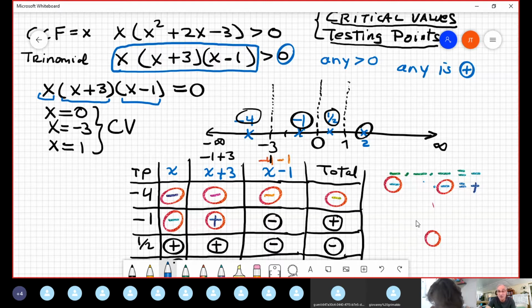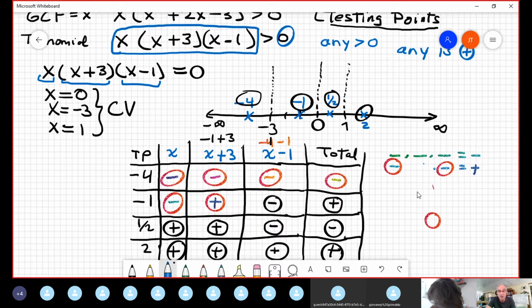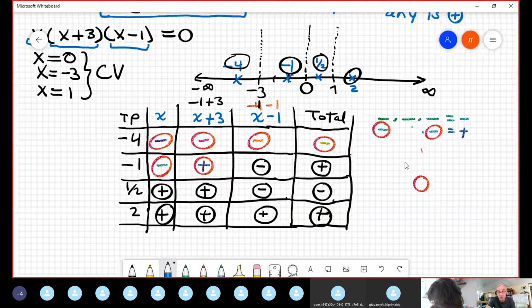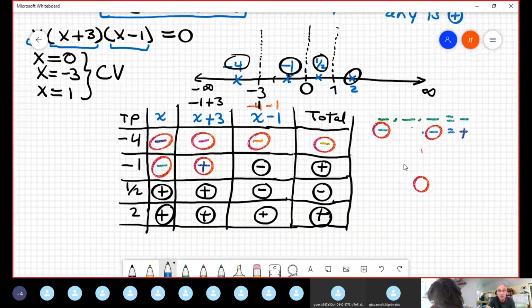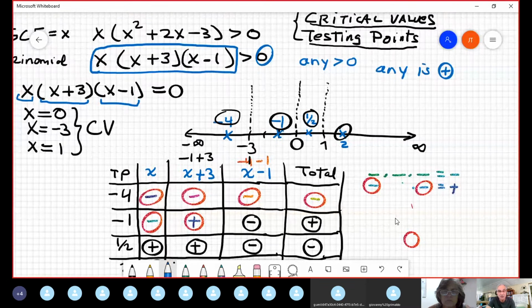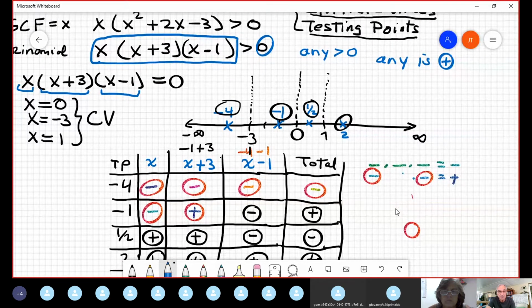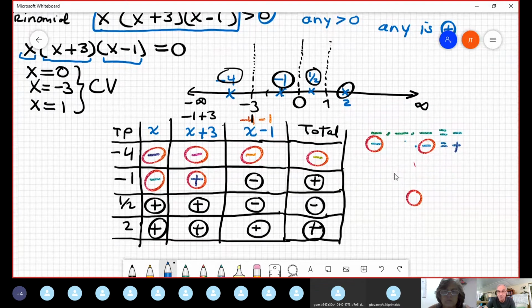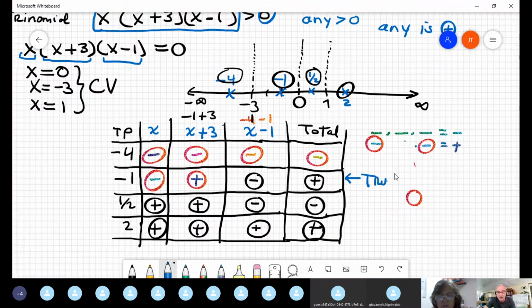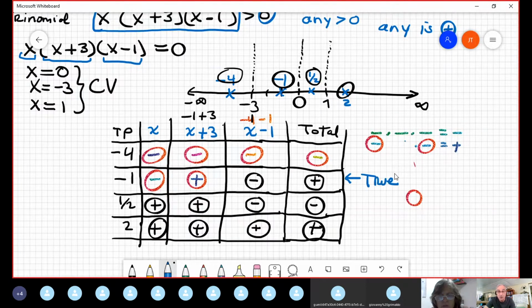And si es less than 0, is negative. That is important. On the right-hand side, we always have 0 to compare. So the true statement of this inequality is when the expression is positive. Here, you have 2 positives and 2 negatives. So there are only 2 possibilities.